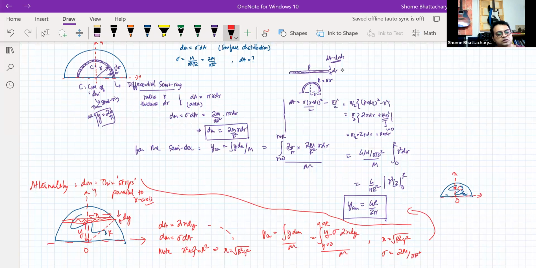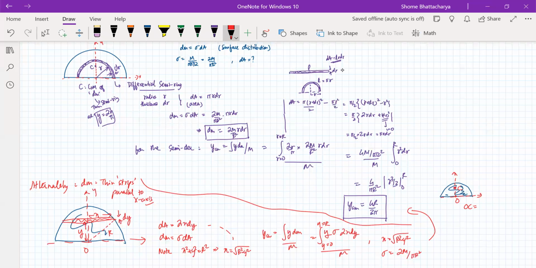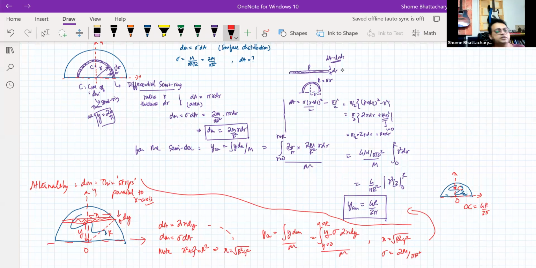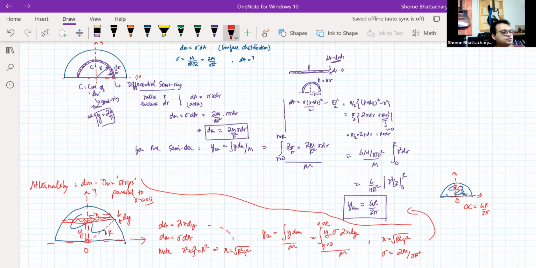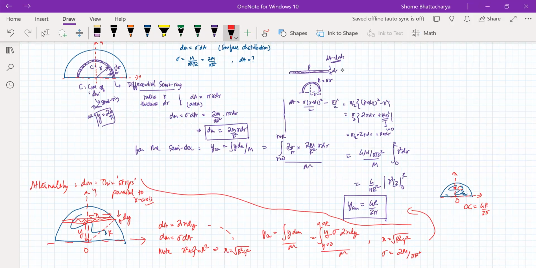But sir, when we found the formula, the 2R by π, it was the same, right? No, that was a semi-ring, beta, and this is a semi-disk. It's a different distribution of mass. There the mass was distributed just over the length of that semi-ring. It's a thin wire or a thin rod which you bent like that. And this is a surface. You cut a disc into exactly half. Okay, sir, got it.